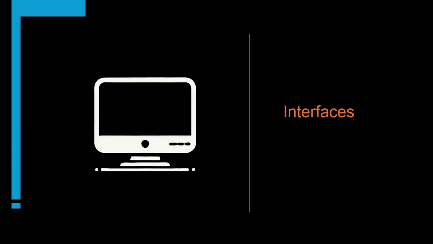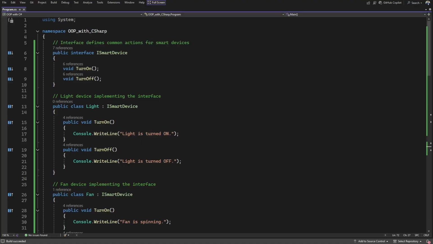Let's look at this with an example to understand it better. Let's say you're building a smart home system and you want to control devices like lights, fans, and heater, but you don't want your controller to take care of details of each device. You just want a simple way to turn any device on and off. This is a perfect situation for using an interface.